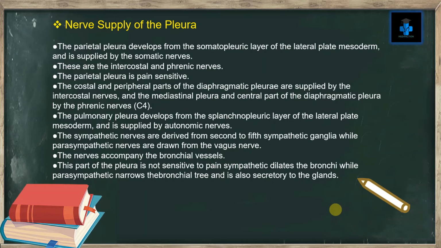The pulmonary pleura develops from the splanchnopleuric layer of the lateral plate mesoderm and is supplied by autonomic nerves. The sympathetic nerves are derived from the second to fifth sympathetic ganglia, while parasympathetic nerves are drawn from the vagus nerve. The nerves accompany the bronchial vessels. This part of the pleura is not sensitive to pain. Sympathetic dilates the bronchi while parasympathetic narrows the bronchial tree and is also secretory to the glands.